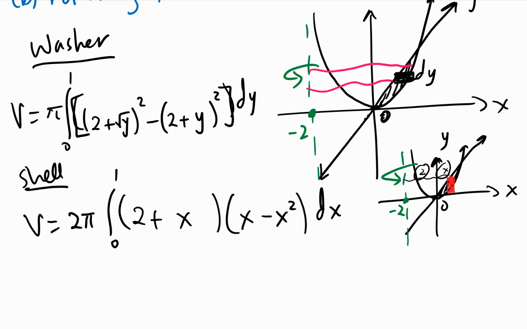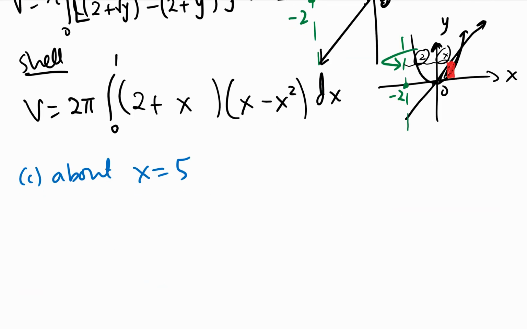How about if we look at part C about x equals 5 as another example? X equals 5. Try to do both shell and washer just for practice. Alright, let's take a look at it. Again, we need to draw the diagram.